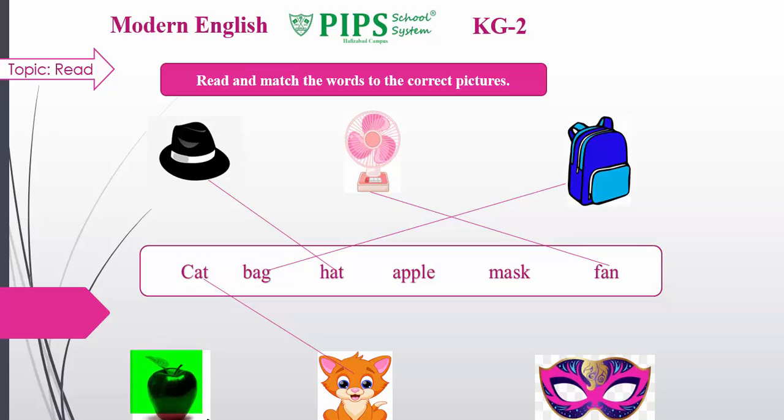Next one is apple, and here are the spellings of apple. Now we will match the spellings of apple with its picture like this.